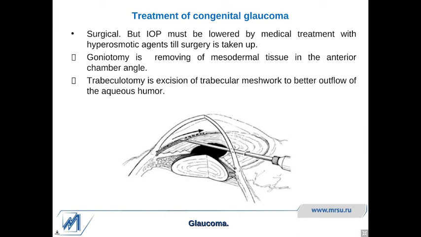Treatment of congenital glaucoma is only surgical, but intraocular pressure must be lowered by medical treatment before starting surgery. Goniotomy and trabeculotomy are two variants of surgery. Goniotomy is the removing of mesodermal tissue in the anterior chamber angle. Here you see it. Trabeculotomy is excision of the trabecular meshwork for better outflow of aqueous humor. We will see it later.